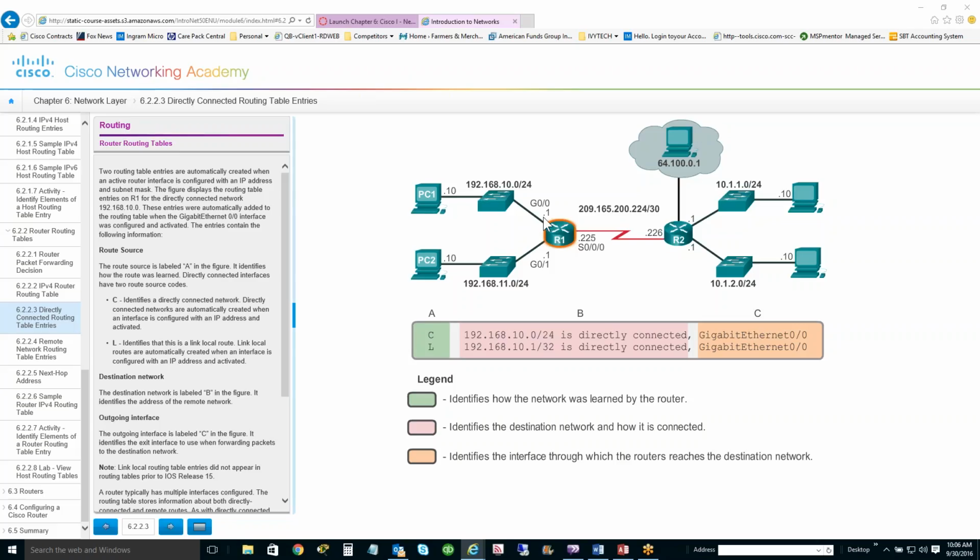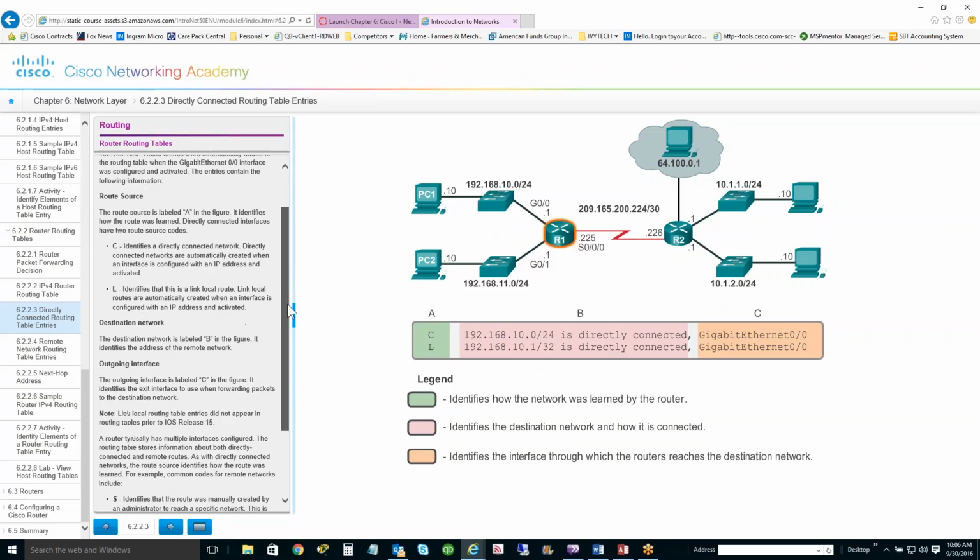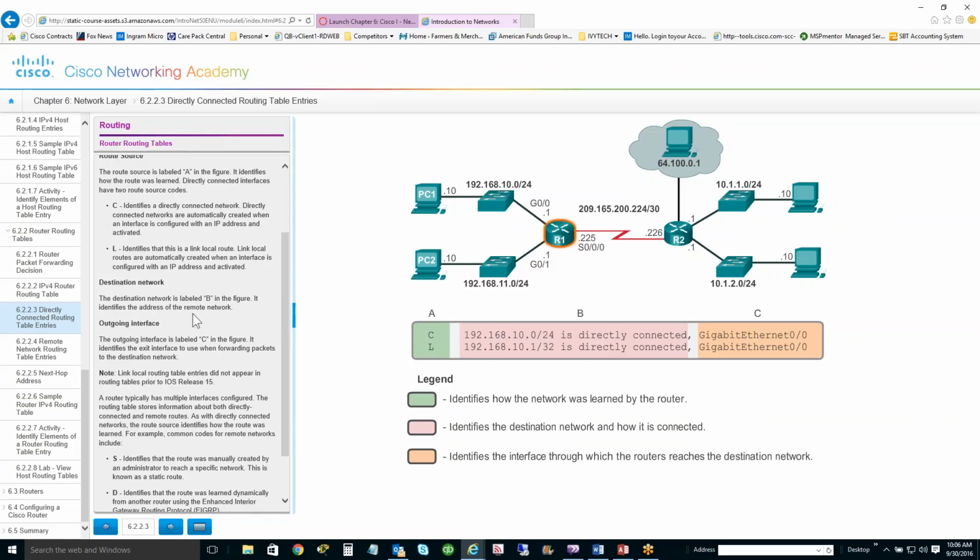192.168.10.1 is the IP address of that interface and is the L. And then the 192.168.10.0 is this entire network up here, and that has the C code. Of course, all of those are on gigabit 0/0, which is right there. So the destination network is always labeled B, and the outgoing interface is under the C column.